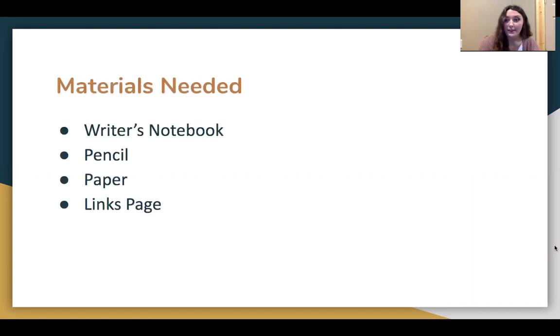So, today for our lesson, you are going to need a few materials. Make sure your writer's notebook is ready to go. You have a pencil, a piece of paper. It can just be a piece of scratch paper, that's fine. And then easy access to that links page because we'll need that at the end.